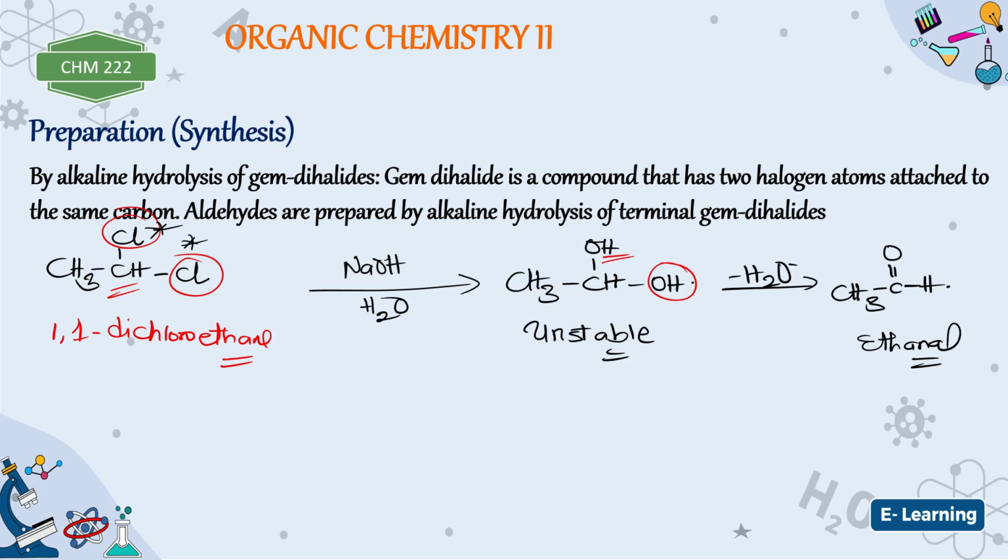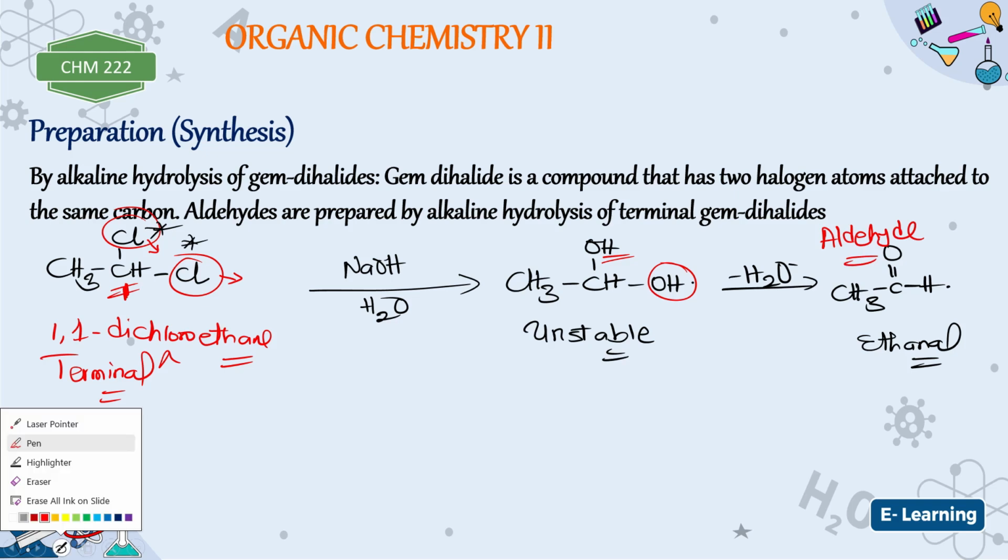Now for ketones, they are obtained by alkaline hydrolysis of non-terminal gem dihalide. This one you see here is a terminal gem dihalide. Now why do you call it terminal? Because these two chlorine groups are attached to the last carbon here. That is why you call it terminal. So terminal gem dihalides are going to give aldehyde, while non-terminal ones are going to give us ketone.